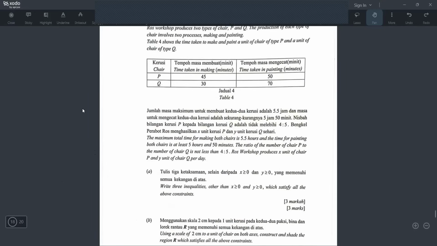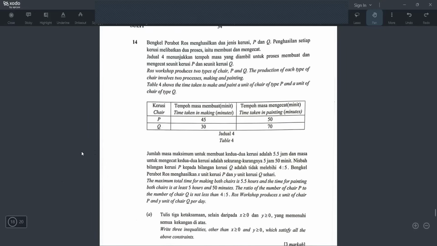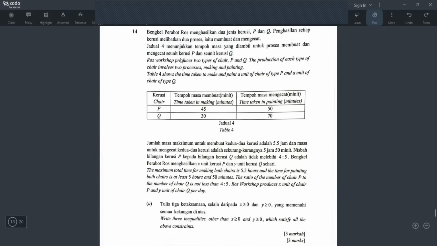Alright. Okay, I think we are at the last question, number 14. Let's finish it. Let's read the question. Ross Workshop produces two types of chair, P and Q. So there's chair P, chair Q. The production of each type of chair involves two processes, making and painting. Table 4 shows time taken to make and paint 1 unit of chair P and 1 unit of chair Q. So this is the time taken to paint 1 unit.